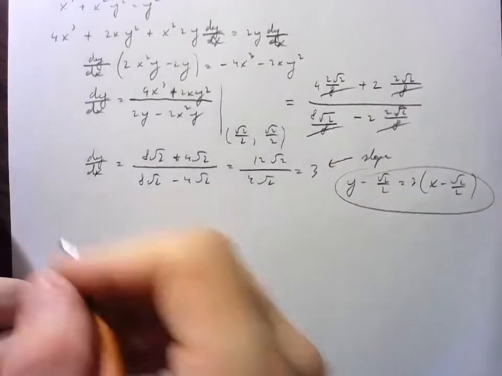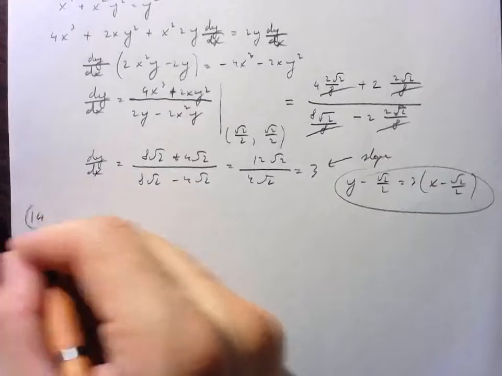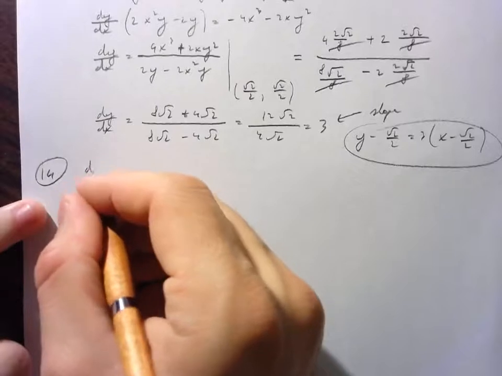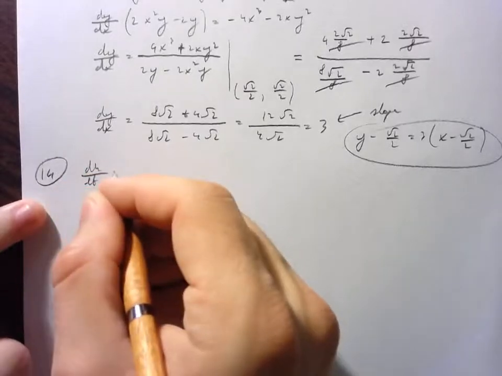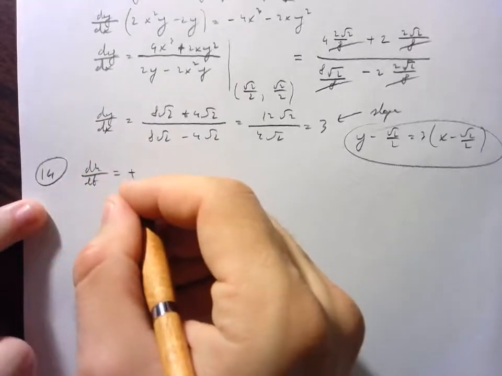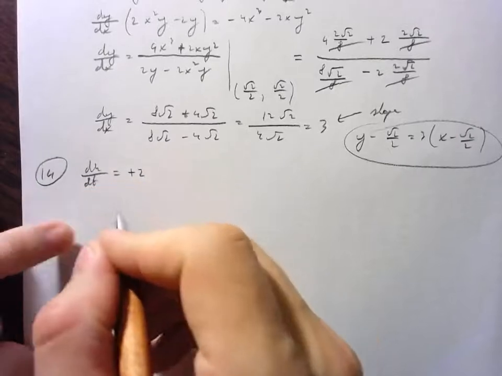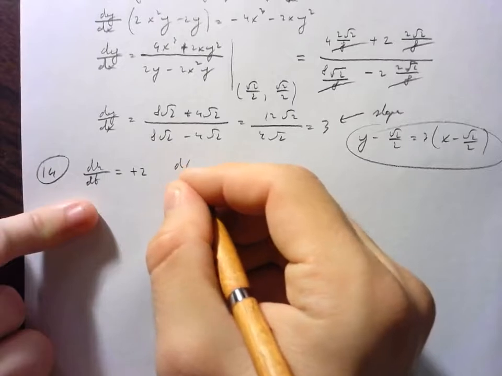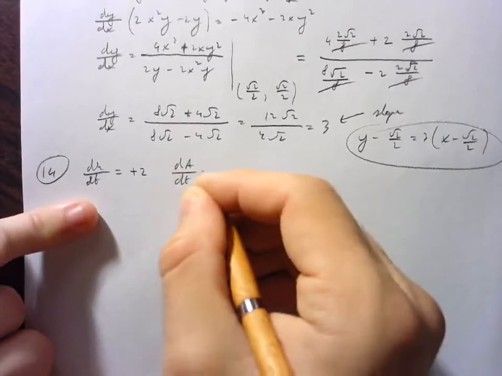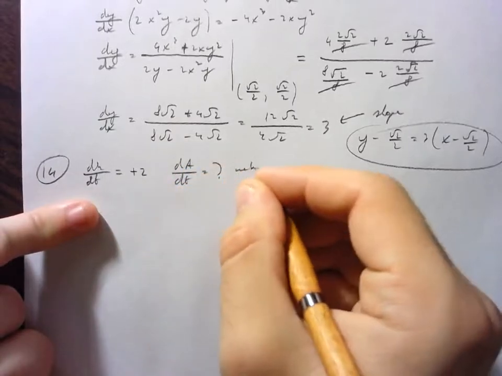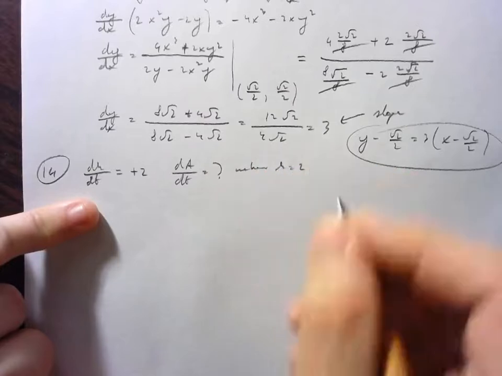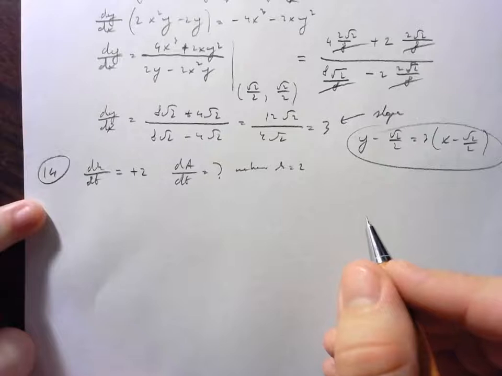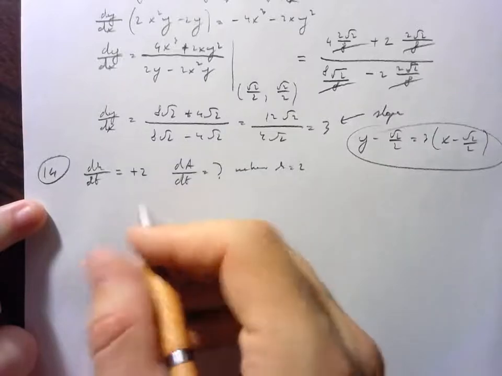So let's see, problem 14. I have a circle and the radius is changing at a positive rate of dr/dt = 2, so the radius of a circle is increasing, and I want to find how fast the area is changing. In other words, what is dA/dt when the radius is precisely 2? So okay, let's take a look.